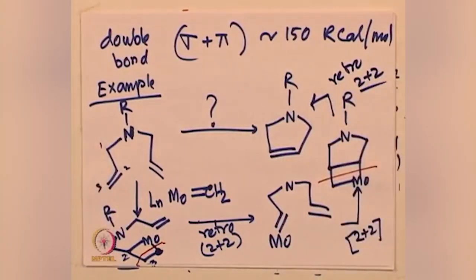So what we have seen so far in this particular example, we have seen a sigma bond metathesis type of reaction. We have seen a 2+2 reaction. We start with an olefin partner with organic substrate. There we have added a molybdenum carbene. This molybdenum carbene intermediate exchanges partner and molybdenum gets inserted into the organic part. So 2+2 and retro 2+2 to get the molybdenum into the organic substrate.